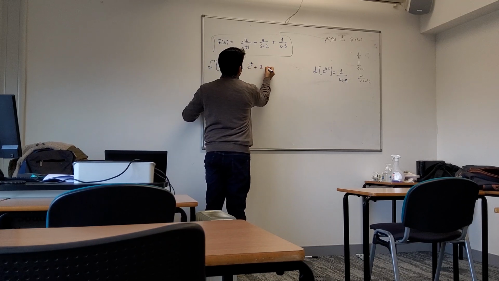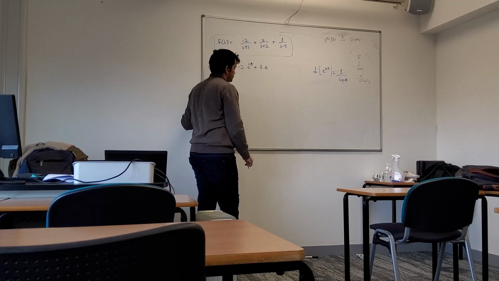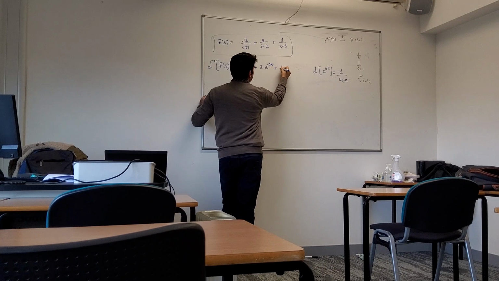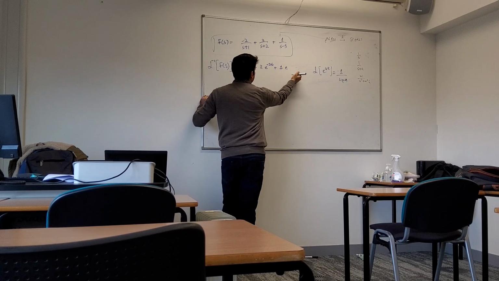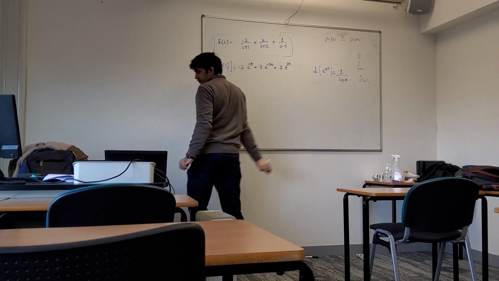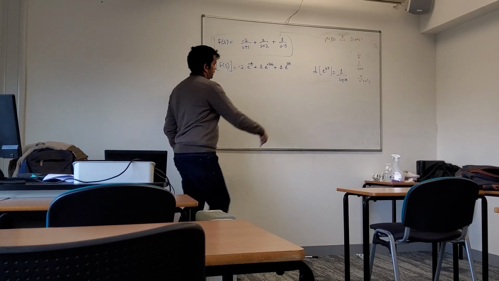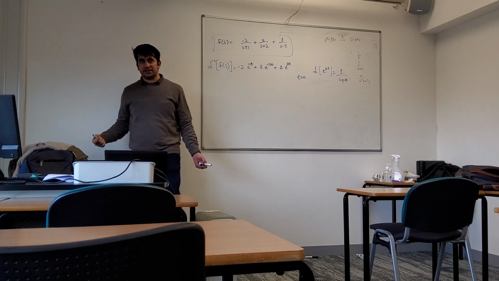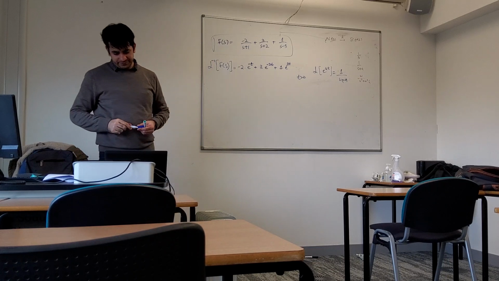Then 3, what would be this one? E to the minus 2t. Same thing. And the last one? E to the plus 3t. Right? So this is your inverse Laplace transform. And this function is for t greater than 0, because the Laplace transform holds for t greater than 0.